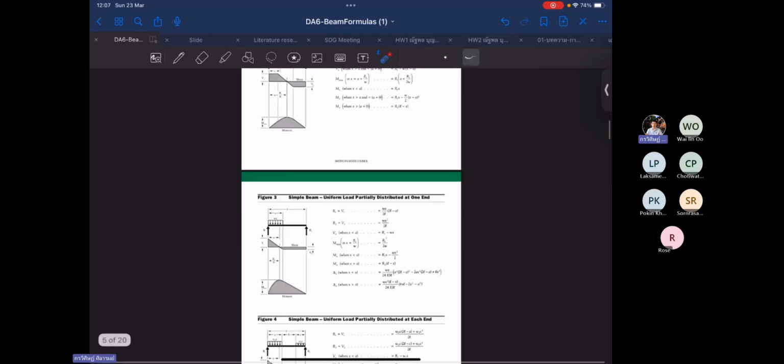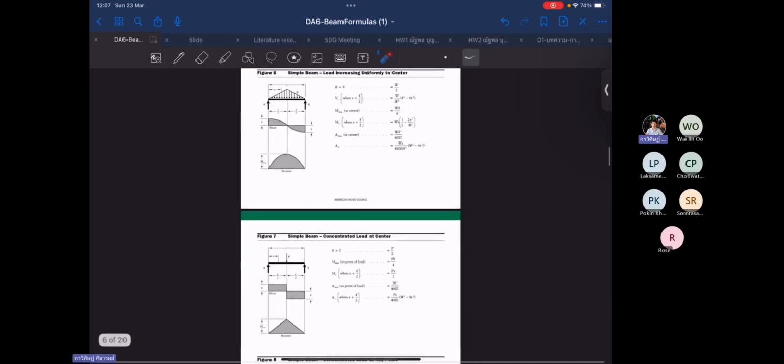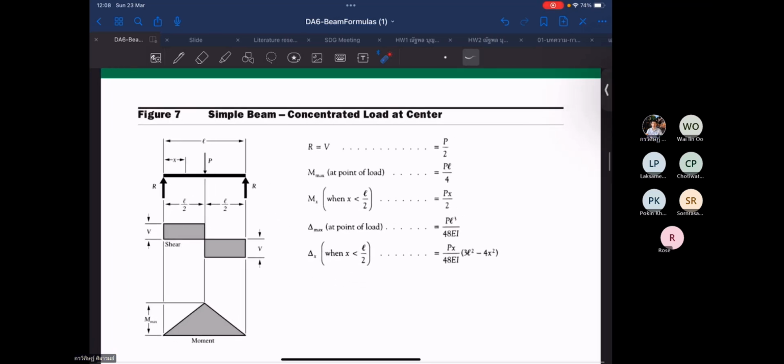For example, we may have our beam in this example: a simple beam with concentrated load at the center. Our beam has a span of 6 meters, and the point load P equals 10 kilonewton. It says that the reaction R is equal to P divided by 2. So R equals P divided by 2, equals 10 divided by 2, equals 5 kilonewton. This is the same as our calculation.